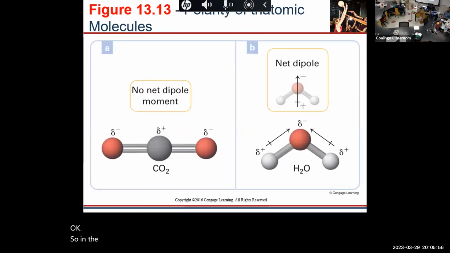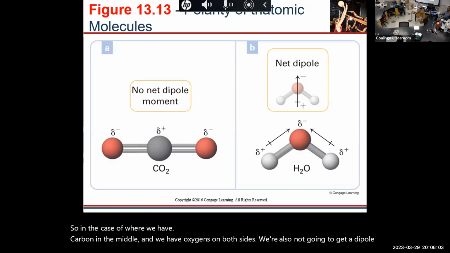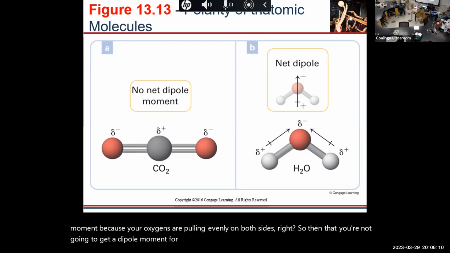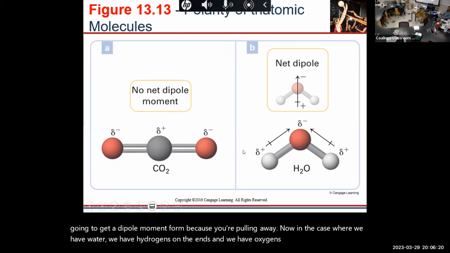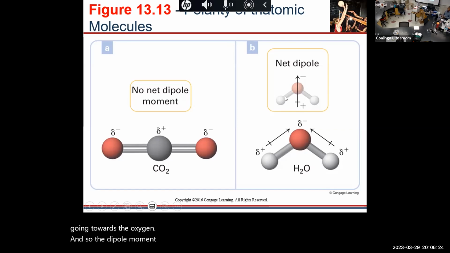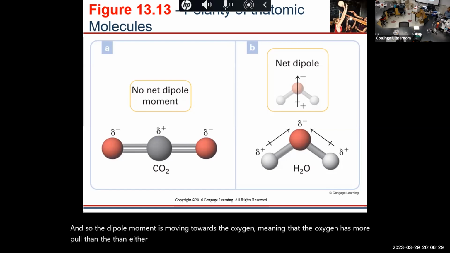So in the case where we have carbon in the middle and oxygen on both sides, we're also not going to get a dipole moment because your oxygens are pulling evenly on both sides, right? So you're not going to get a dipole moment formed. Now, in the case where we have water, we have hydrogens on the ends and oxygen. In that case, the dipole moment is going towards the oxygen, meaning that the oxygen has more pull than either of the hydrogens.